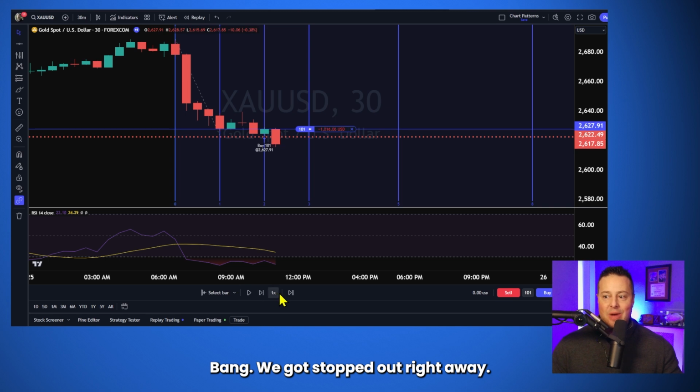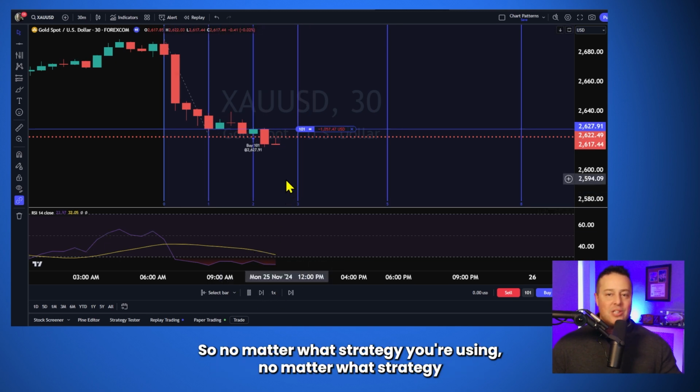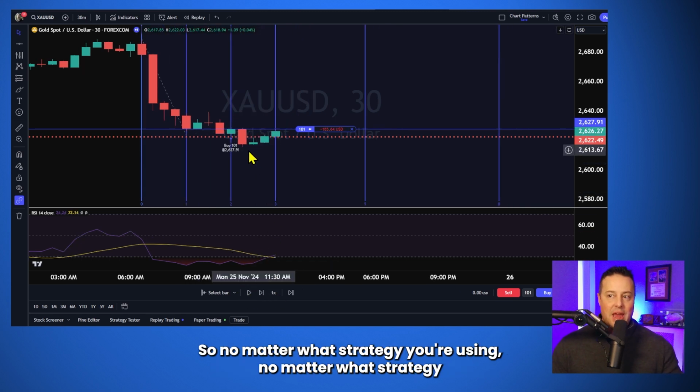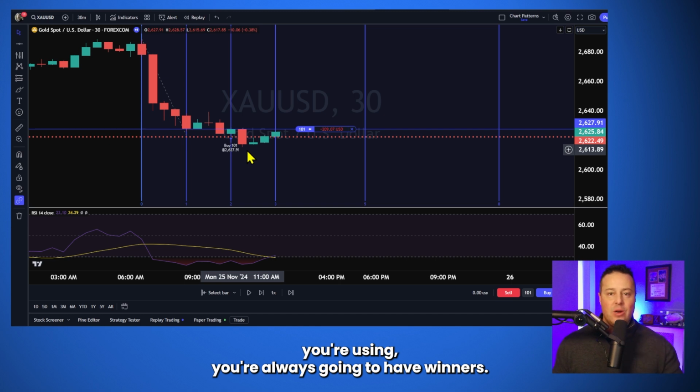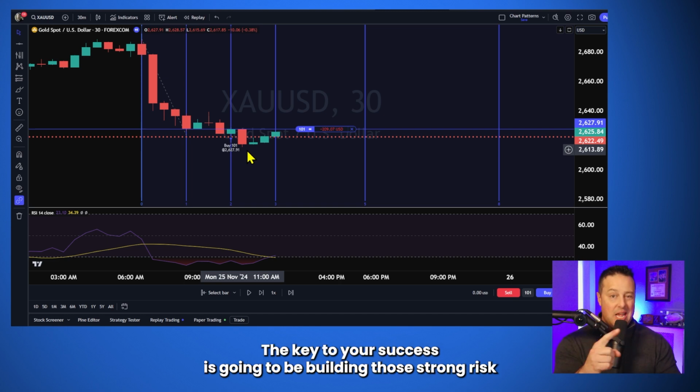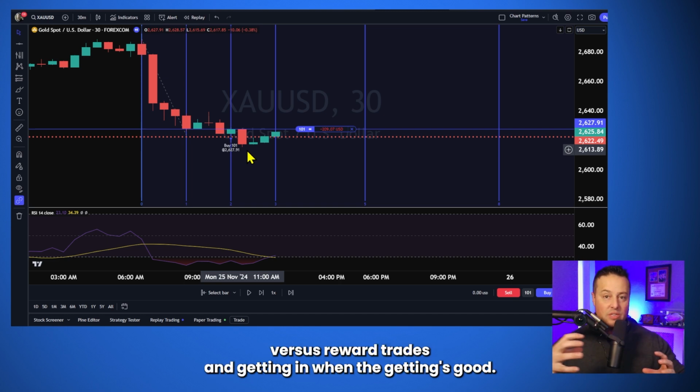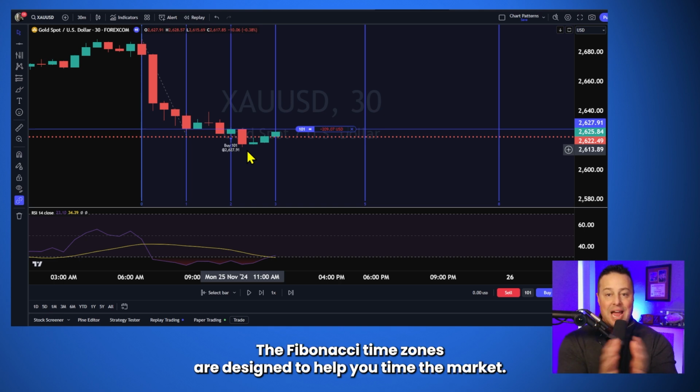Bang, we got stopped out right away. So no matter what strategy you're using, you're always going to have winners. You're always going to have losers. The key to your success is going to be building those strong risk versus reward trades and getting in when the getting's good. The Fibonacci time zones are designed to help you time the market.